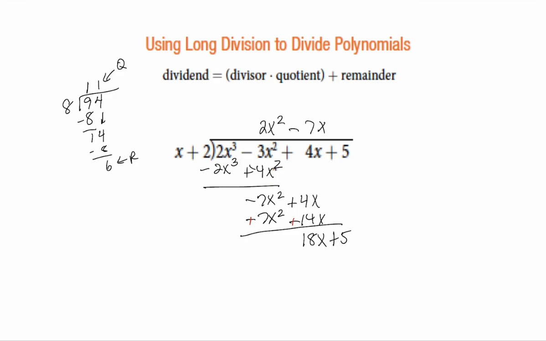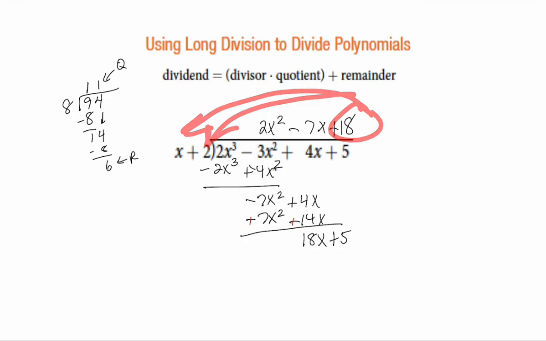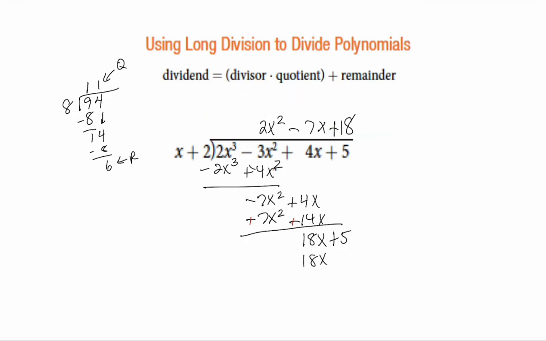Let's do it again one last time. X needs to go into 18x, so what would I multiply x by? 18. That goes on top. We are multiplying, so it is going to distribute to both of those things. So you get 18x, should be a perfect match. 18 times 2 is 36. That does say plus 36, can't you tell?